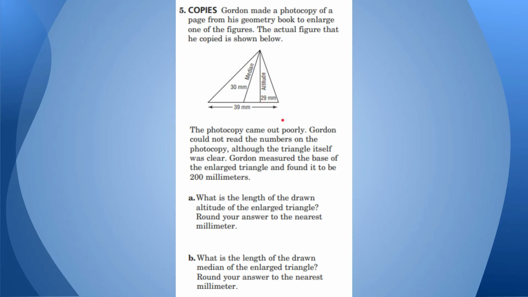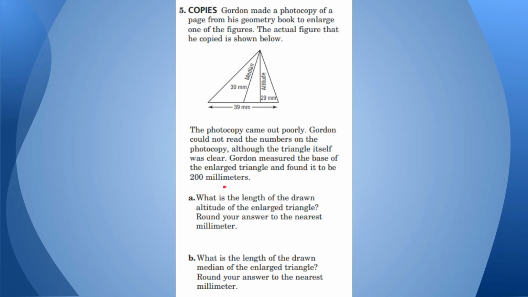All right. Then the problem continues by saying the photocopy came out poorly. Gordon could not read the numbers on the photocopy, although the triangle itself was clear. Gordon measured the base of the enlarged triangle and found it to be 200 millimeters. Okay, so he's making a copy of this. There's going to be an enlargement to this. Remember, enlargement just means it's the exact same figure, just blown up. So it's going to be a scale bigger than this. So it won't be equal to 39. He actually measured it and got 200 millimeters as the base of that triangle.